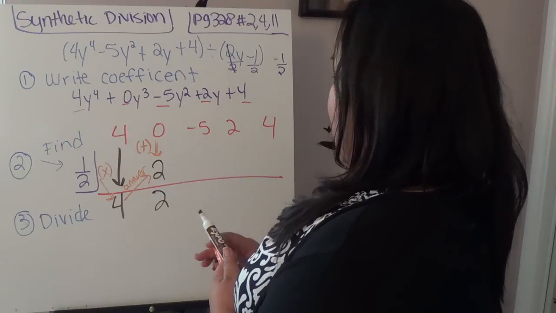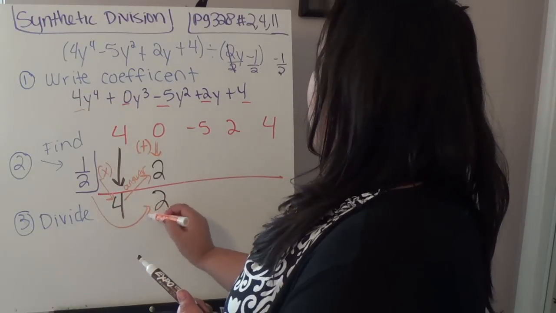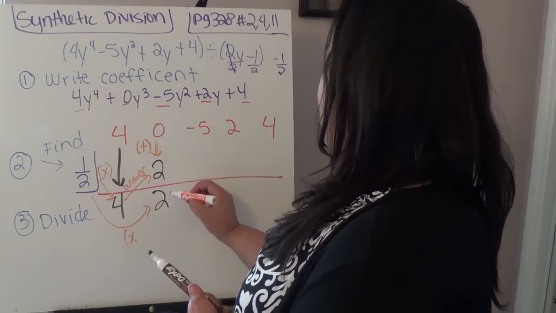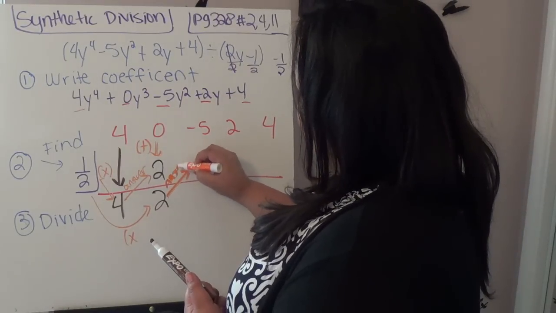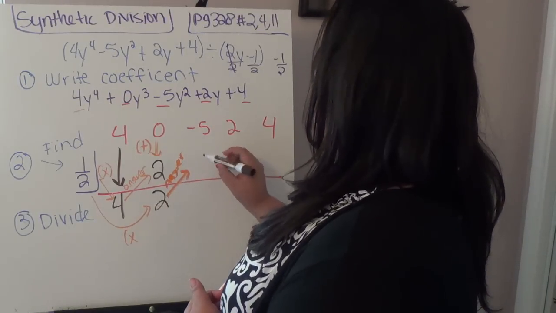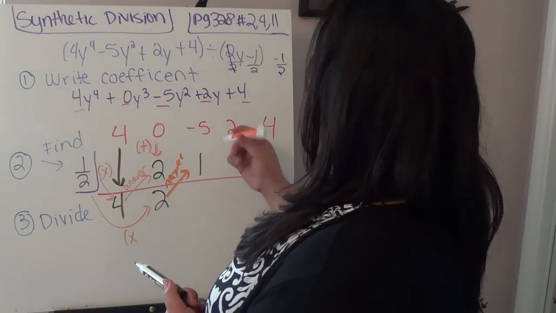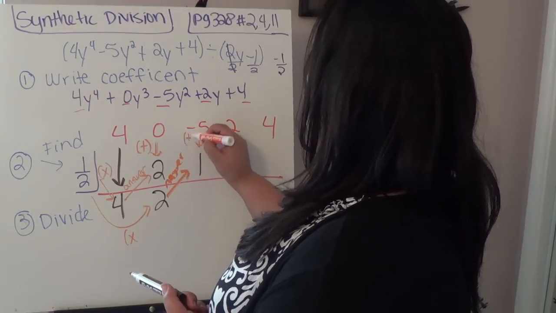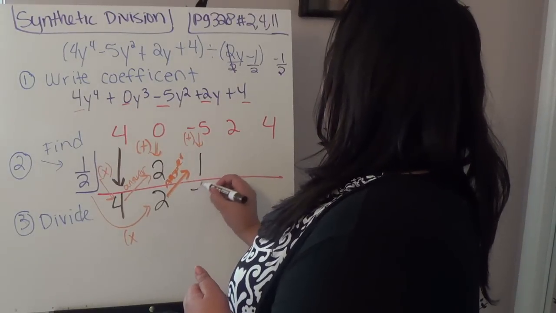My next one, I do the same thing. I'm going to take it and multiply, and put the answer here. Okay, so 2 times 1/2 is 1. Okay, and then I'm going to again add. So negative 5 plus 1 is negative 4.